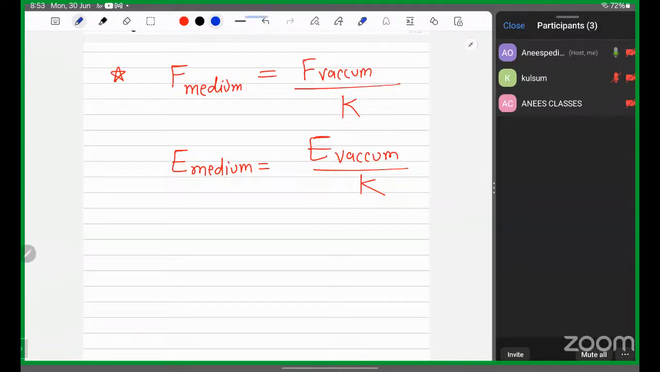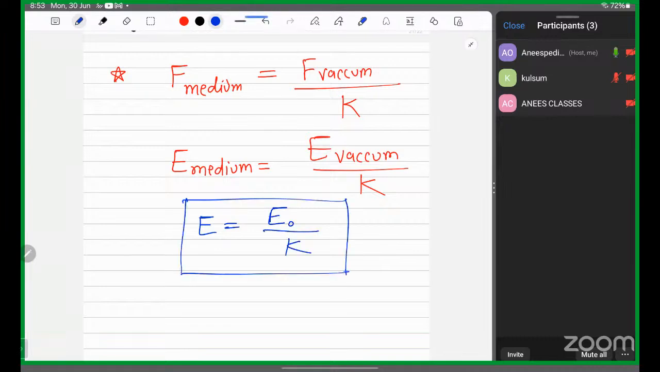In your book, it will be written as: E is equal to E naught divided by K. E naught is for vacuum, K is the dielectric constant, and E is for the medium. The value of dielectric constant is different for different media. For example, the value of K for air is 1, which is almost the same as for vacuum. So in air, E will be approximately the same as E in vacuum. But if the medium is water, K is, yes, anyone, 86.5 or approximately 86. So E in water will be E in vacuum divided by 86.